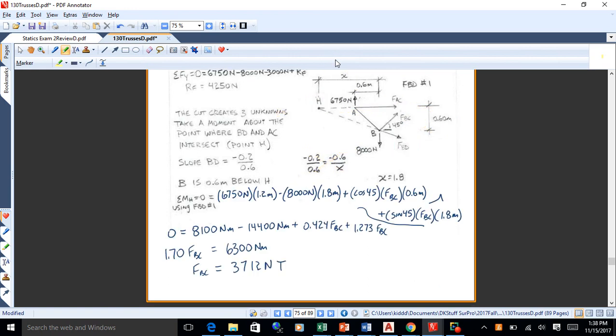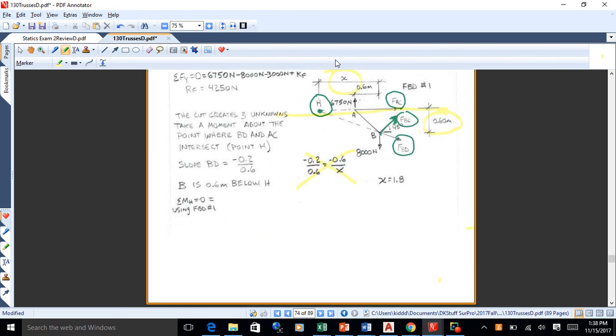So I can run the numbers on that. Let's see here, let's run the numbers on that. When I run the numbers, I'm going to cross multiply that, and I'm going to get negative 0.6 times 0.6. So that's negative 0.36, and that's going to be negative 0.2 times x. Then if I divide that out, am I going to get 1.8? Is that what I'm going to get? I think it is. Okay, so x is 1.8.